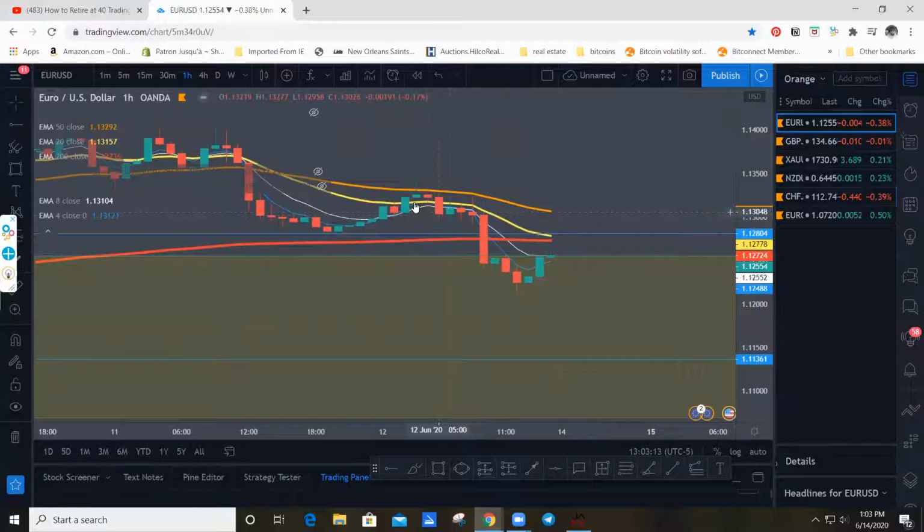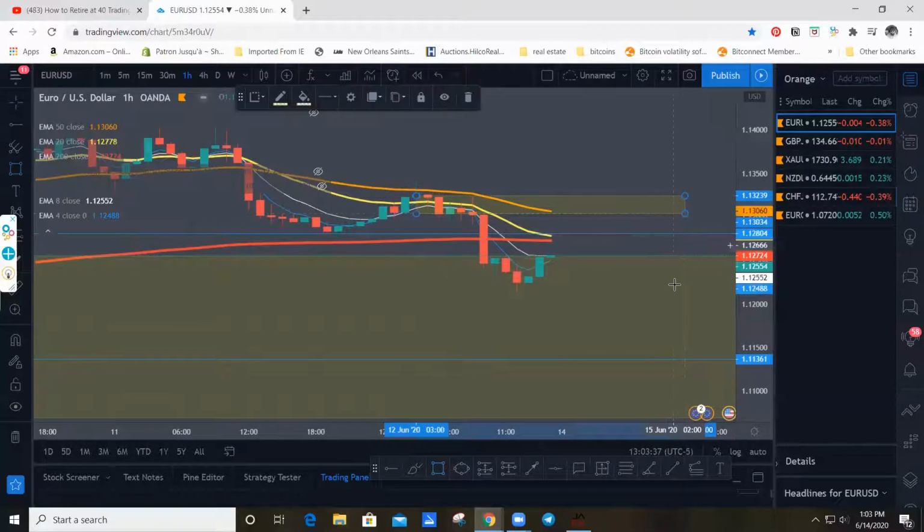Or it might just test it and see how it reacts once it gets to that 200. If not, it'll be coming back to this order block, this breaker candle right here, or this little small zone right here. So I'll be looking to see what it's doing coming into this area.